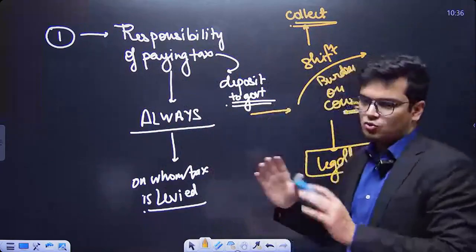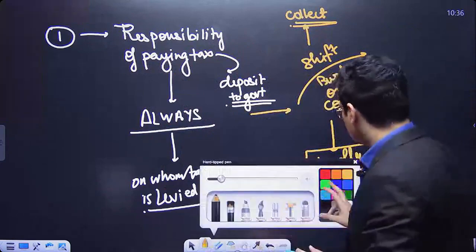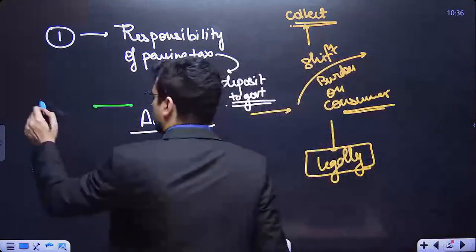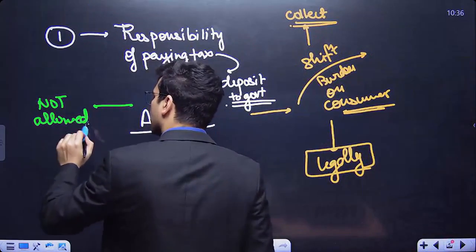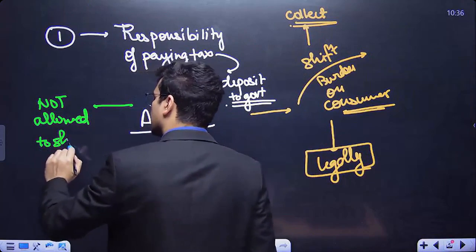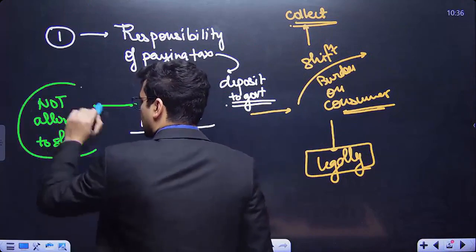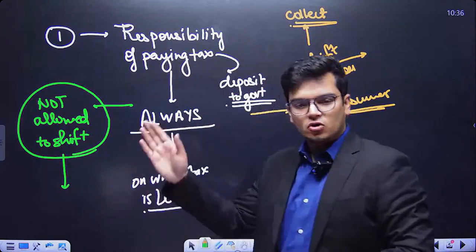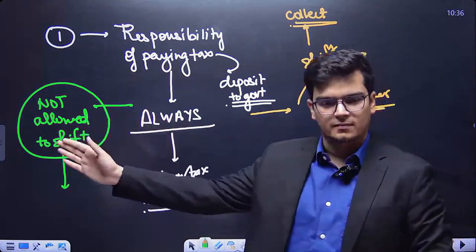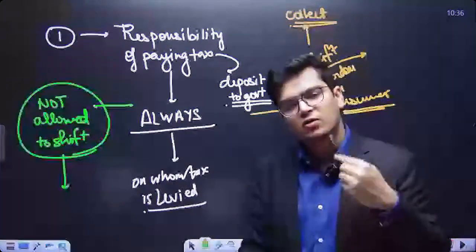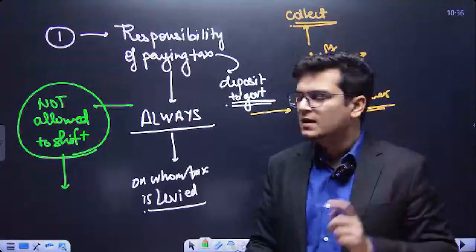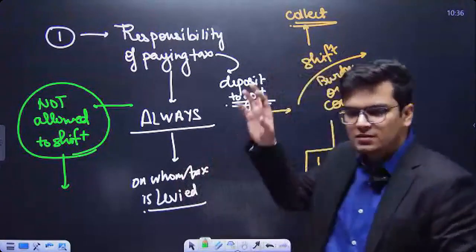In some cases, you are not allowed to do that. There are some cases where it is not allowed to shift burden. आपको आपके ऊपर लेविड है, आपको ही पे करना पड़ेगा. Not allowed to shift burden. These cases where you are not allowed to shift this burden, responsibility, tax is levied on me. Who has the responsibility of paying it? I will always have responsibility of paying it. In some cases, I am allowed to shift the burden.